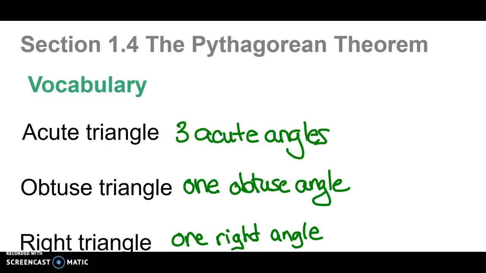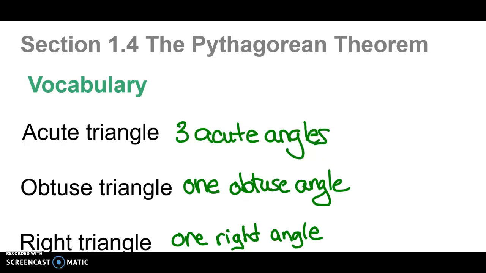Before we begin, we're going to look at three different types of triangles, and we're going to compare their side lengths and the areas that are created from that, and look for patterns. The three types of triangles you should know are acute triangles, obtuse triangles, and right triangles. Go ahead and pause the video and write these definitions into your spiral notebook under section 1.4, the Pythagorean theorem.